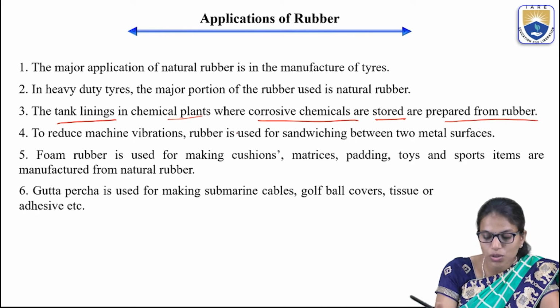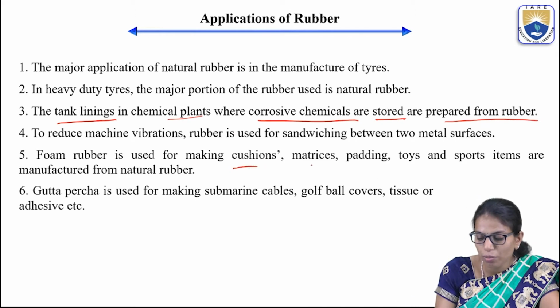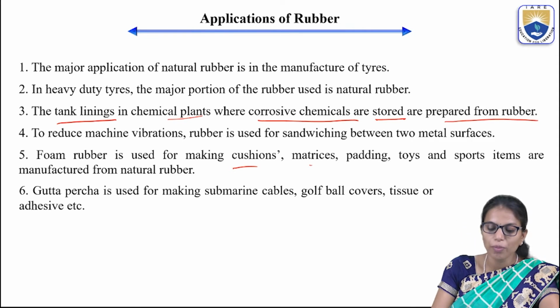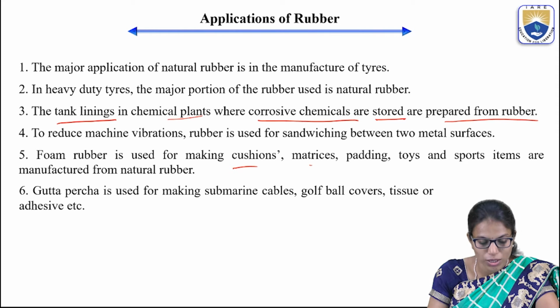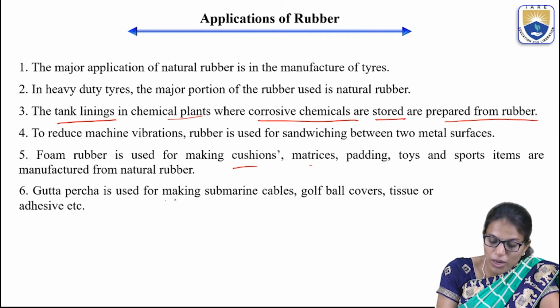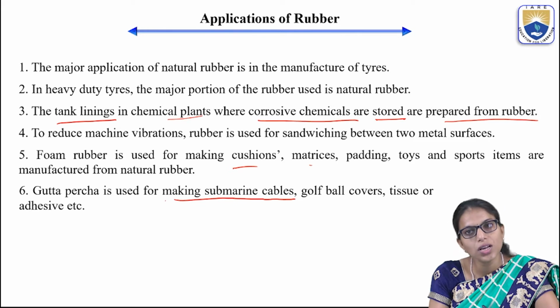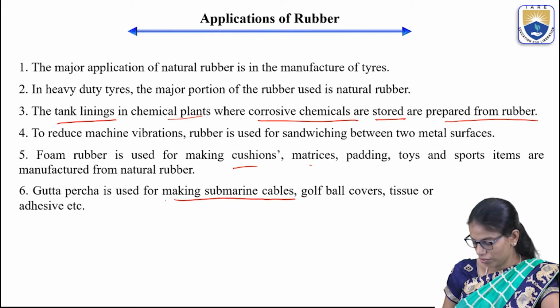Foam rubber is used for making cushions, mattresses and padding. Tires and sports items are manufactured from natural rubber. Gutta percha is used for making submarine cables, golf ball covers, tissues or adhesives, etc.